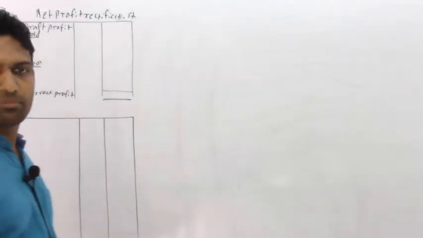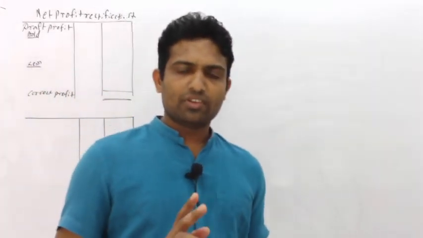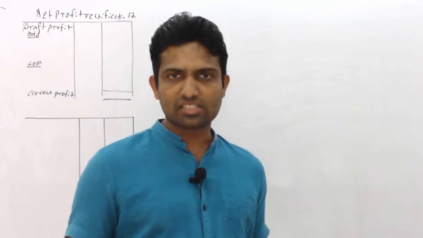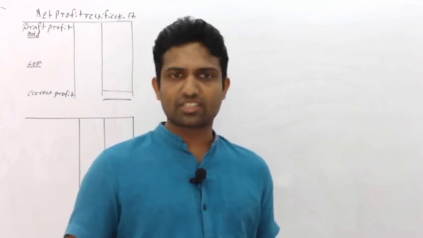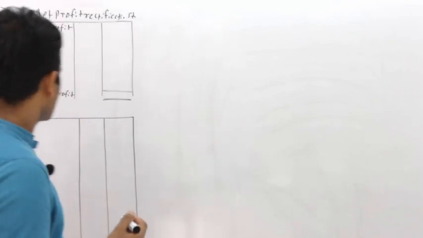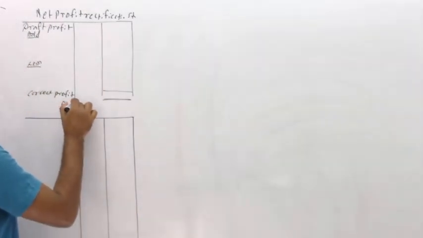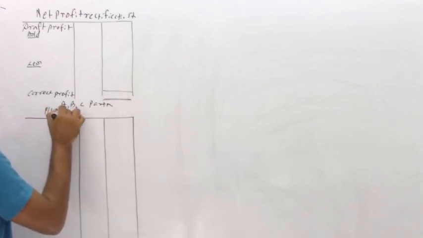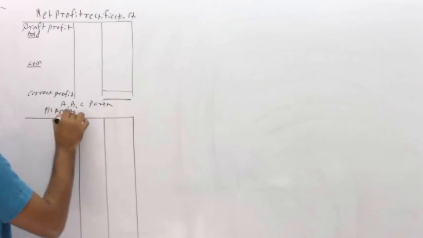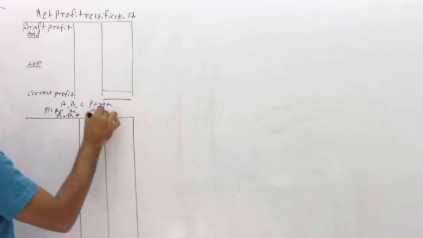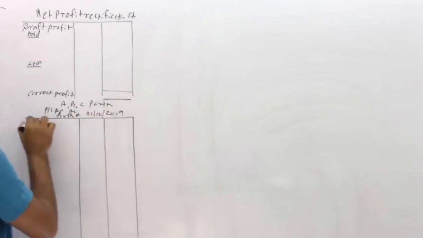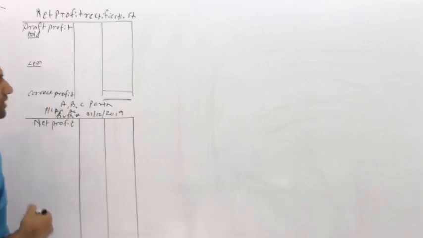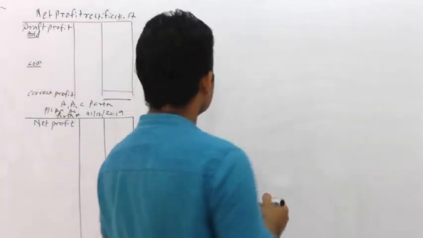As the new partner came at the beginning of the year, when you share the profit, those should be shared among all the partners including C. Right? C also joined at the beginning of the accounting year. Therefore, I prepare the appropriation for A, B and C partnership. Profit and loss appropriation account for the year ended 31st December 2019. Start with net profit.